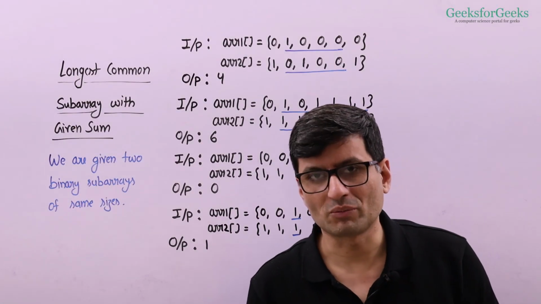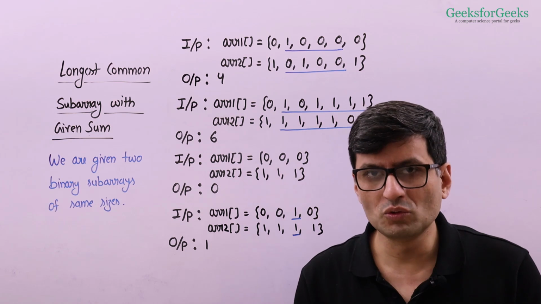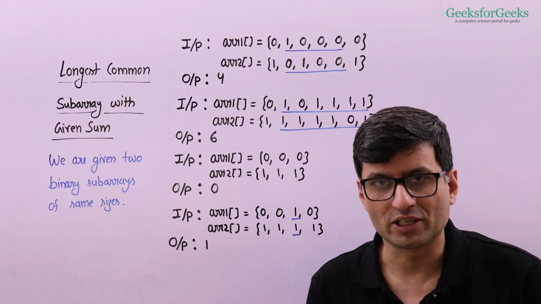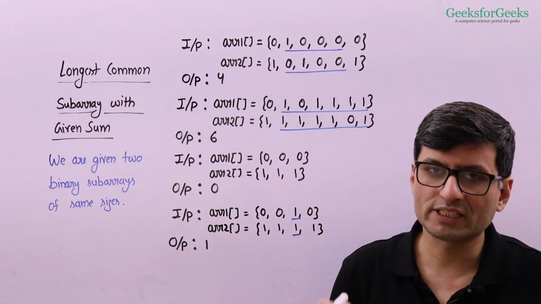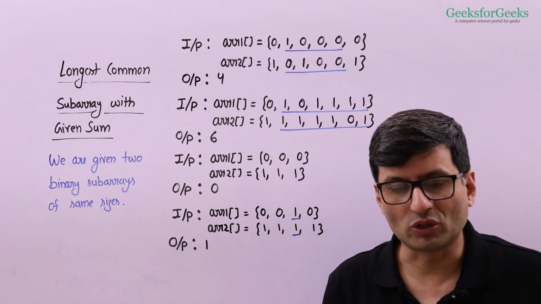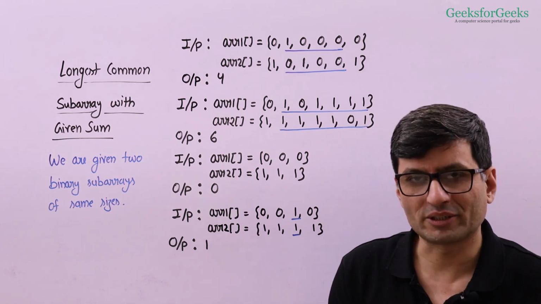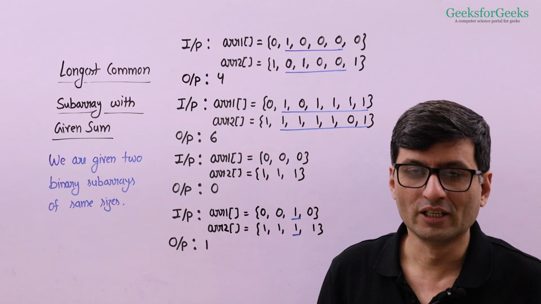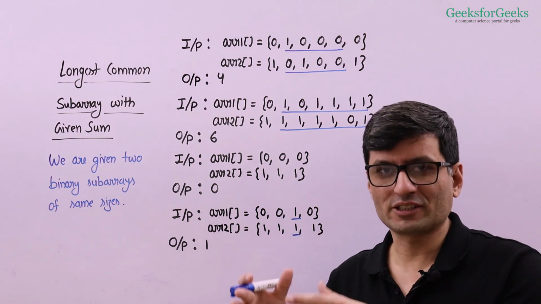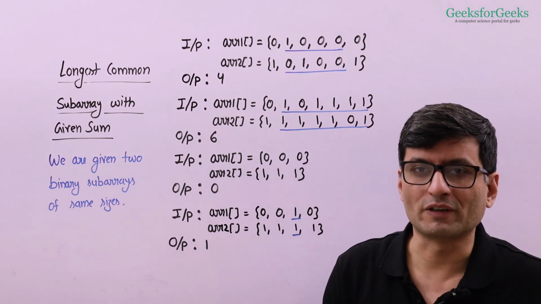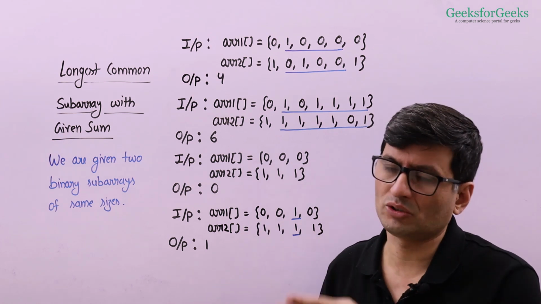Let us talk about this problem. We are given two binary arrays of same size. We need to find out length of the longest common subarray. So when I say common subarray, it means the starting and ending indexes of this subarray should be same in both the arrays. So we need to find out such a subarray in both the arrays such that the sum of elements in both these subarrays should be same.